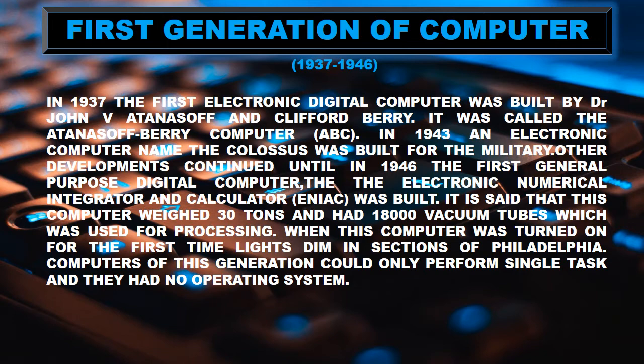The first general purpose digital computer, the Electronic Numerical Integrator and Calculator, ENIAC, was built. It is said that this computer weighed 30 tons and had 8,000 vacuum tubes which were used for processing. When this computer was turned on for the first time, the lights dimmed in a section of Philadelphia. Computers of this generation could only perform a single task and they had no operating system.